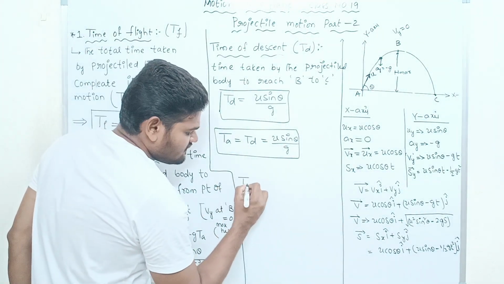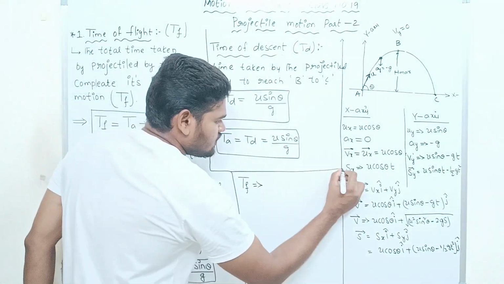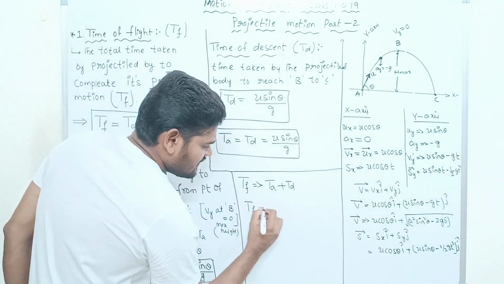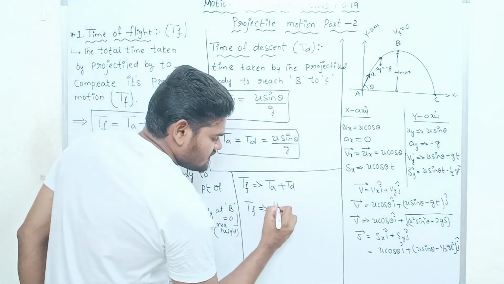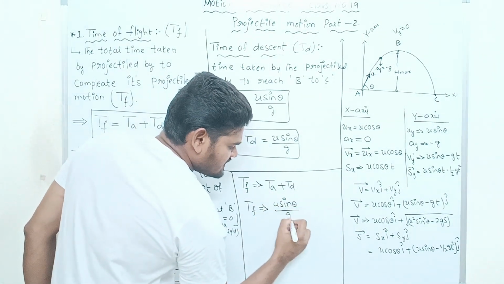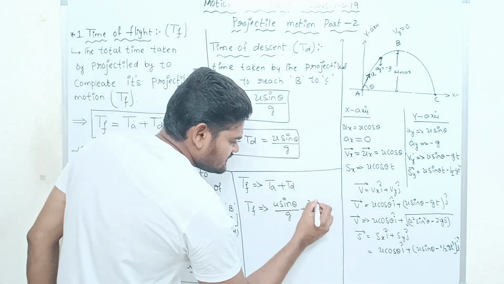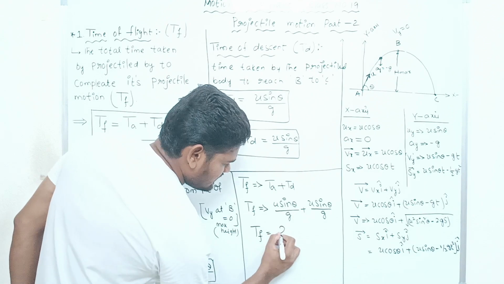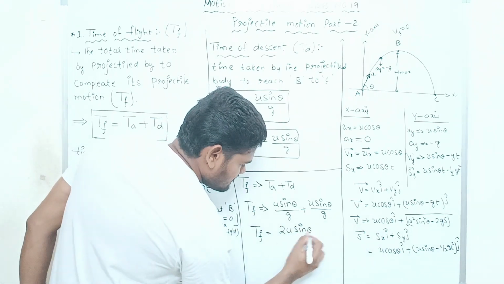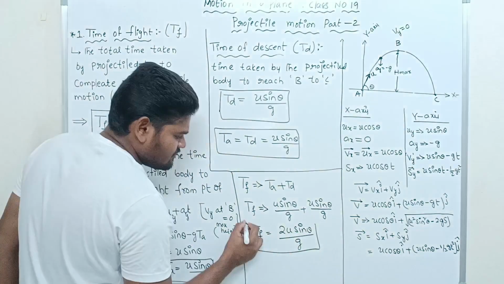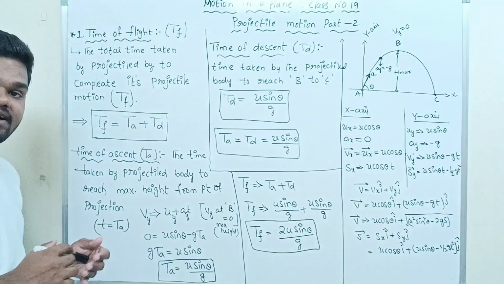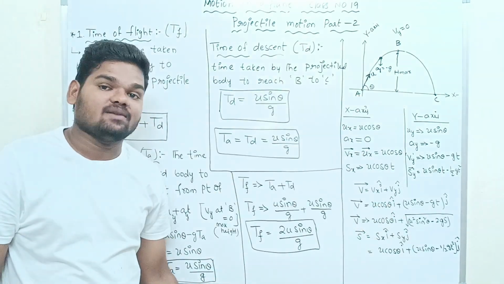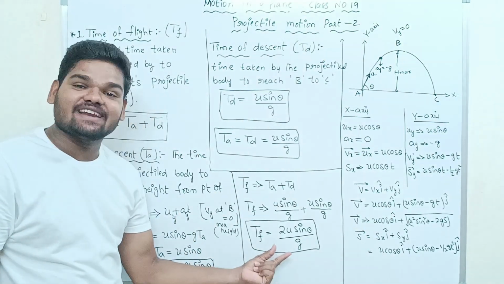Now what we have to find is the time of flight. So what is the time of flight? Total time of ascent plus time of descent. Time of ascent is u sin theta by g, plus time of descent u sin theta by g, will give 2u sin theta by g. So this is the time of flight, the total time taken by the body to complete its projectile motion: 2u sin theta by g.